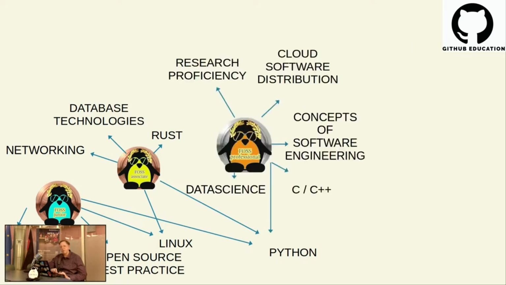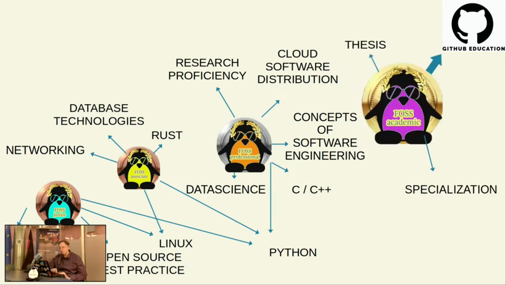The third year: research proficiency, cloud software distribution, concepts of software engineering, C, C++, data science, again a bit of Python, building on your knowledge, and of course everything goes to the repository. And at the end, the fourth year, you can do a specialization of half a year and a thesis where you prove your value of work to the world. And of course again, everything to your repository.